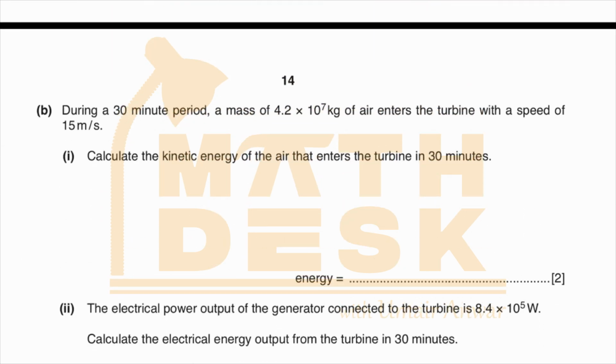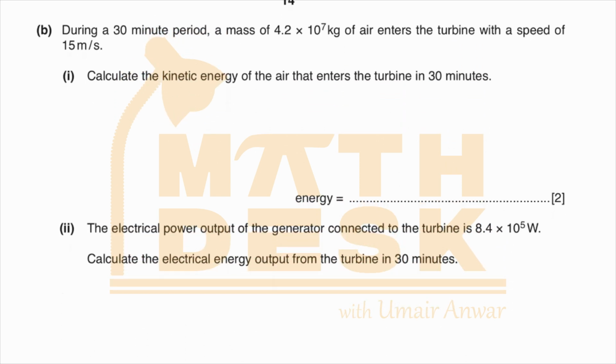Okay. The next part says during a 30-minute period, a mass of 4.2 × 10^7 kilograms of air enters the turbine with a speed of 15 meters per second. Calculate the kinetic energy of the air that enters the turbine in 30 minutes. So we are given the mass here, and the speed of the wind is also given to us, and we have to calculate the kinetic energy in this part.